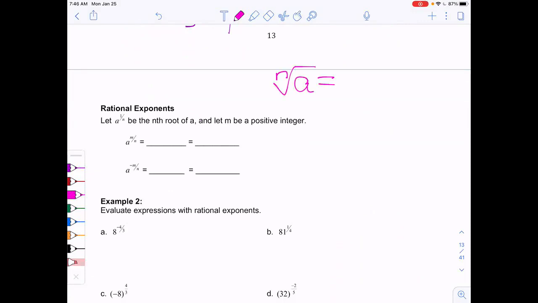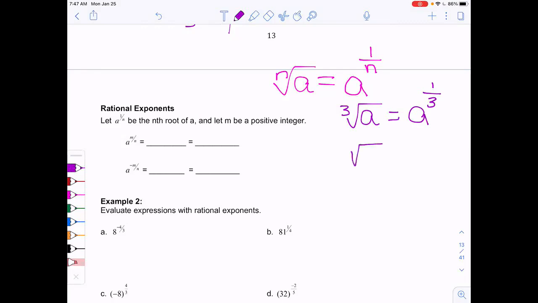So right now they're saying the nth root of a can be written as an exponent of a to the 1 over n. So a radical can be written as an exponent. That means the cube root of a can be written as a to the 1 over 3. So a radical can change to exponential form by taking the index and putting it underneath the number 1.